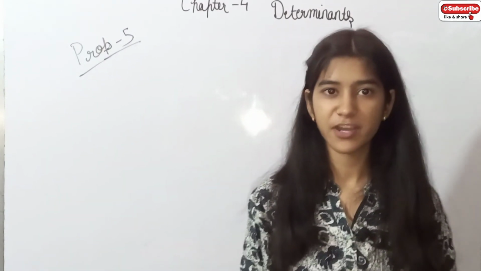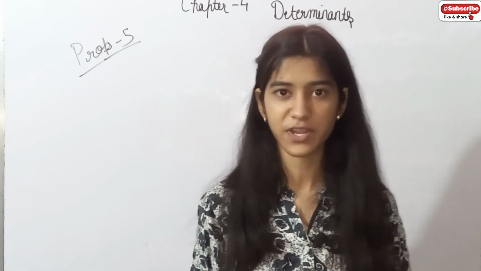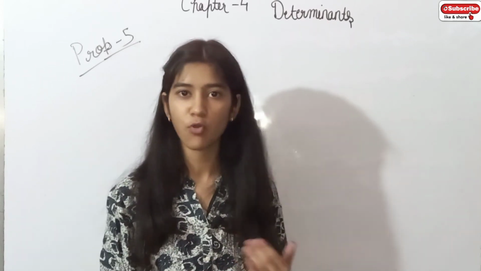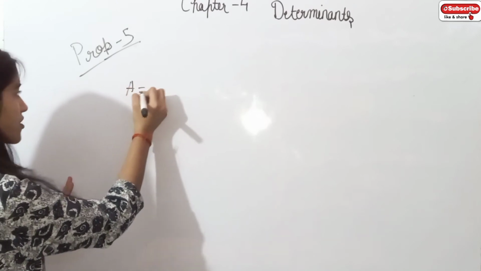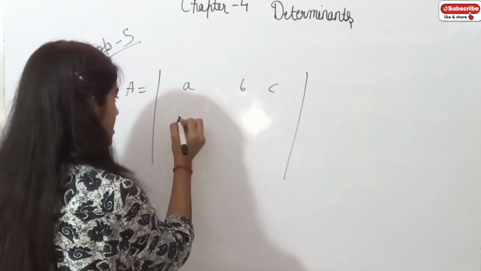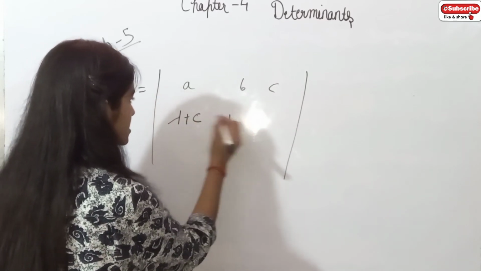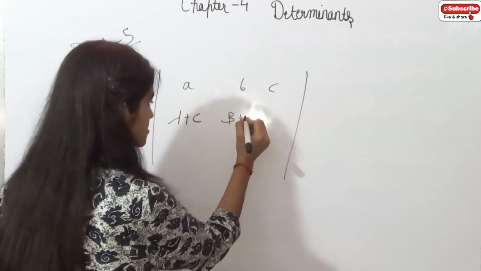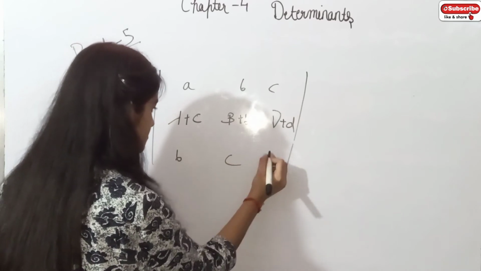Now property 5 of determinants. Property 5 of determinants says that if any row or column of a determinant can be expressed as the sum of 2 or more than 2 terms, then its determinant can also be expressed as the sum of 2 determinants. Suppose A is a determinant: A, B, C and lambda plus A, lambda plus C, beta plus B and gamma plus D and B, C, D.